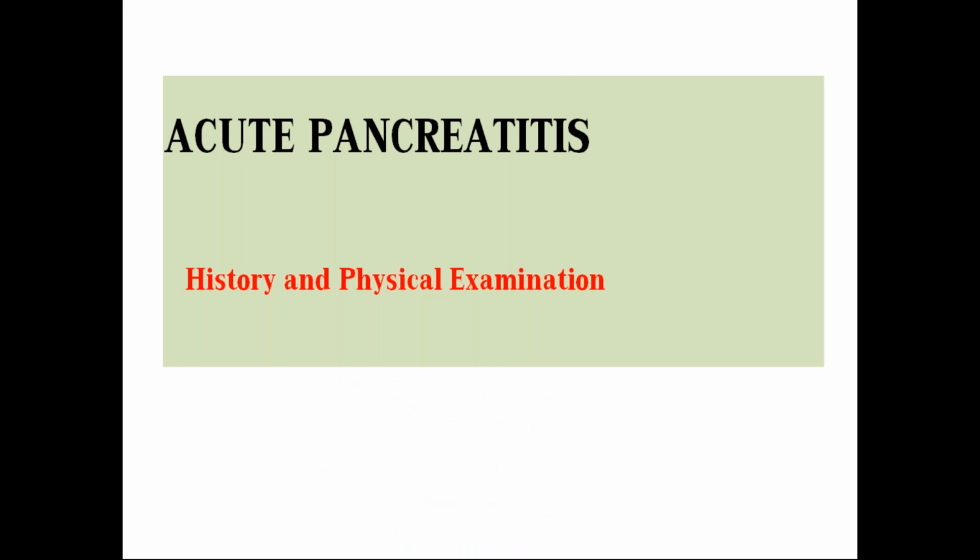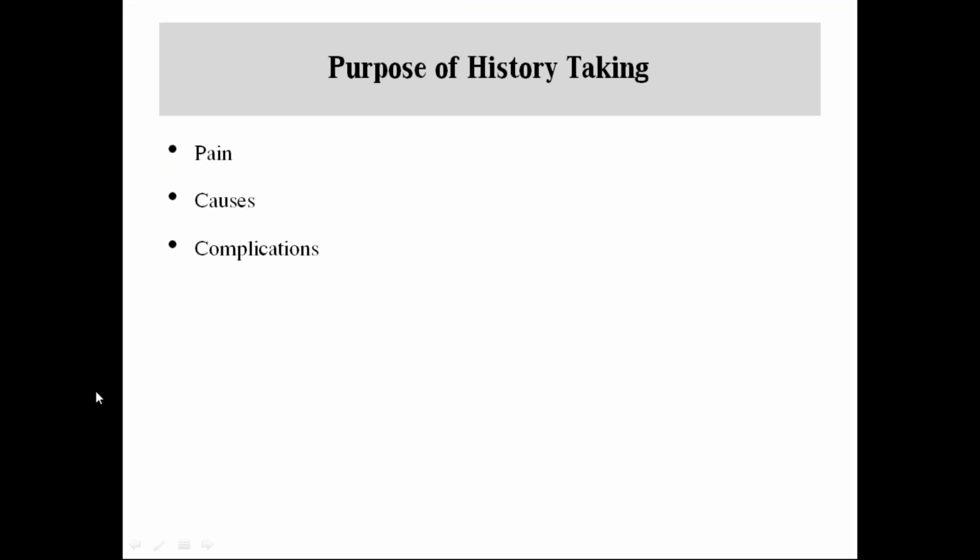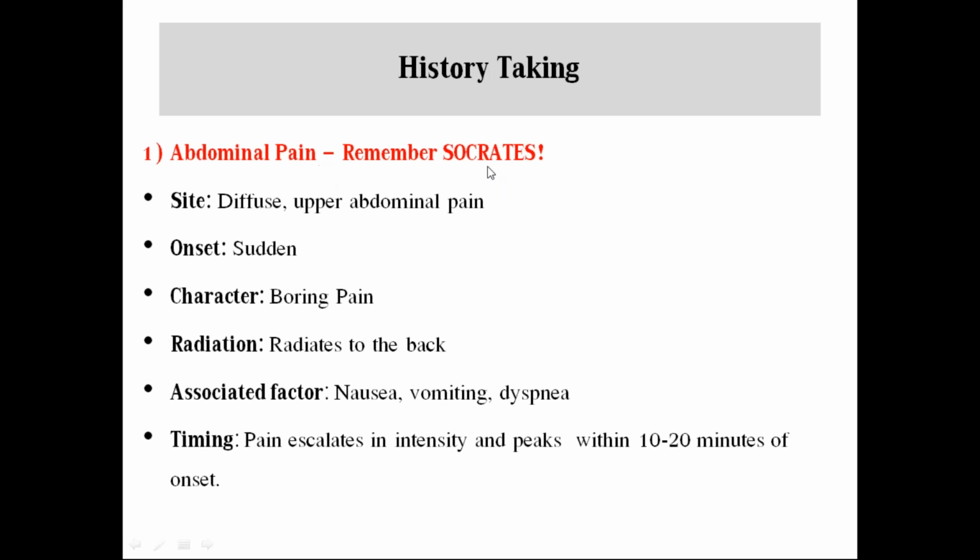Coming to the history and the physical examination. The purpose of history taking is to understand the mechanism, to know the etiological factors, and to come to a provisional diagnosis. So you need to ask about the nature and severity of the pain and any accompanying features, its causes and complications. So, abdominal pain.